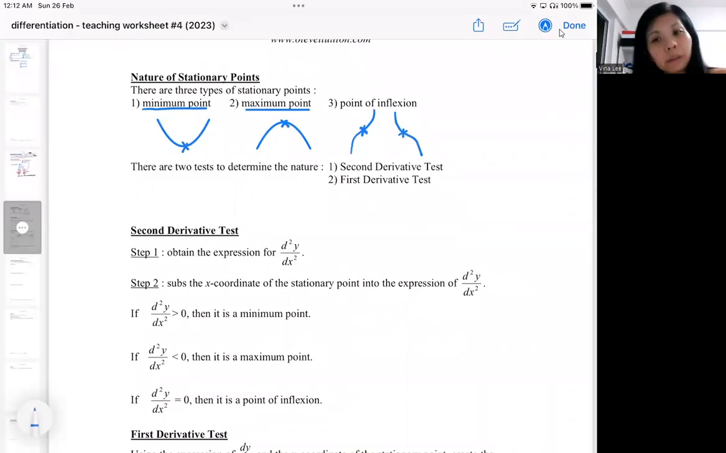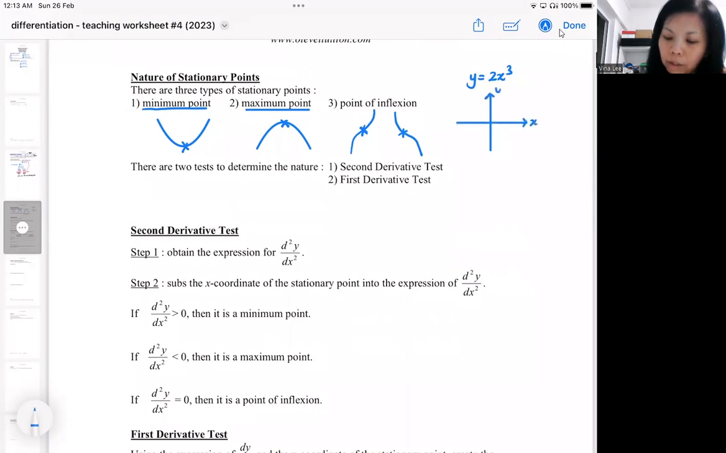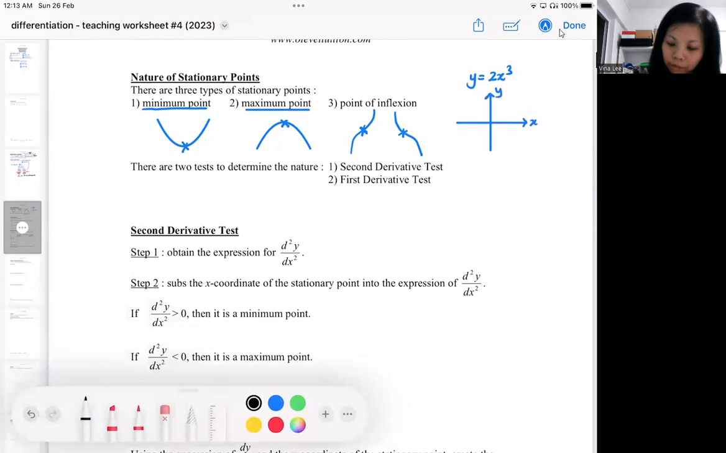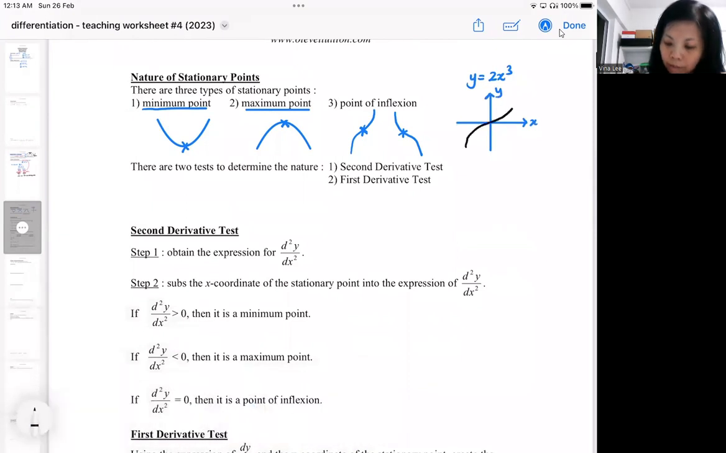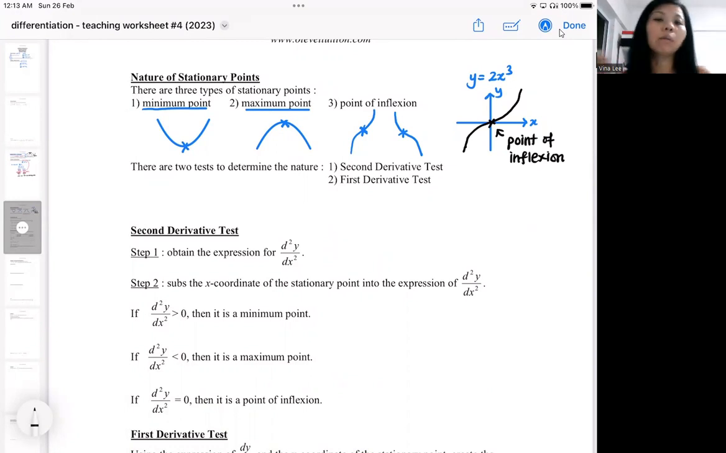In your E-math, you will have seen this already. If you try to sketch something like 2x cubed under your power function, the cubic graph, it is something like this. It looks like a snake. This one is the point of inflection. But we do not use such a term in E-math. You just somehow know that you're going to snake your way through when you're doing the power function. But there's actually a name for it, called the point of inflection.